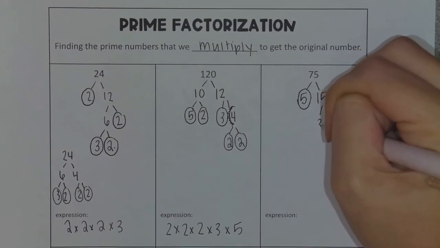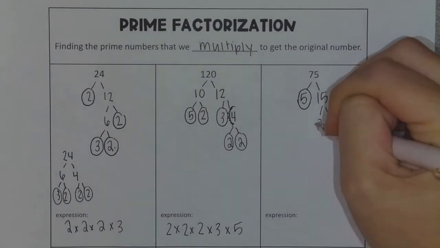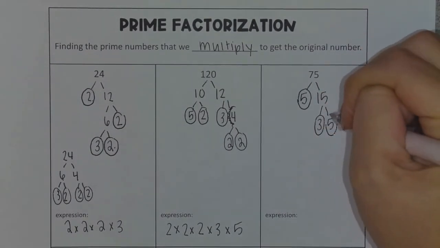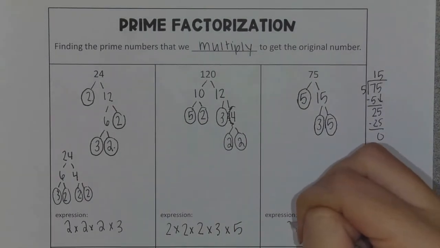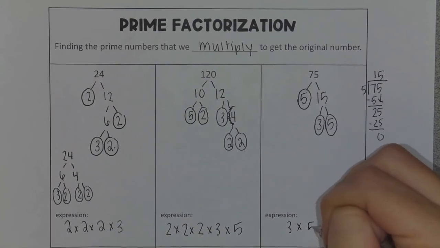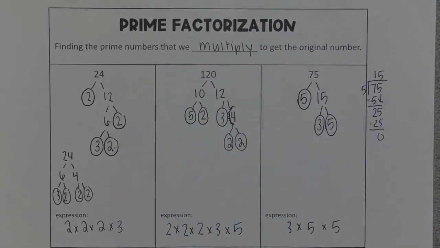15 can be broken down into the numbers 3 and 5. 3 is a prime number, 5 is a prime number, so I'm complete. So again, for the expression, start with the smallest factor, which would be 3 times 5 times 5.